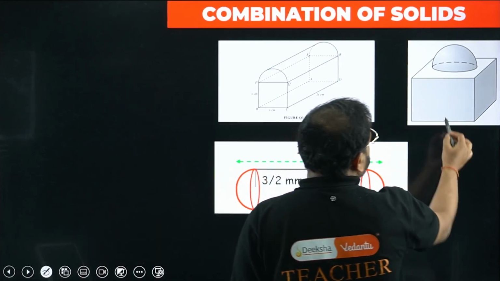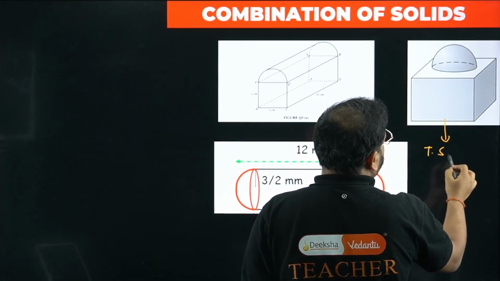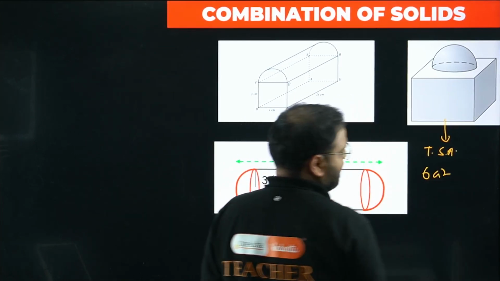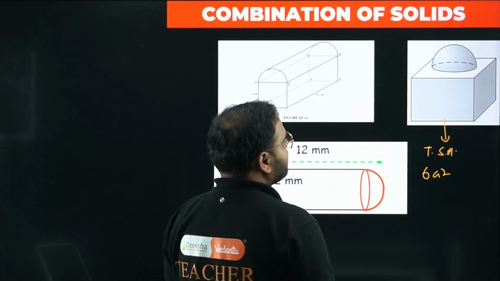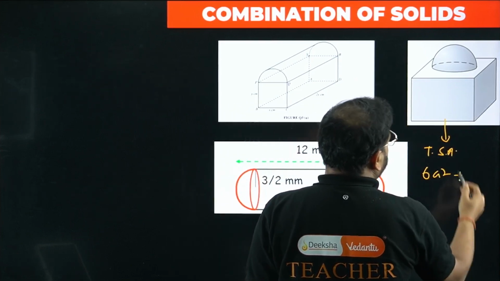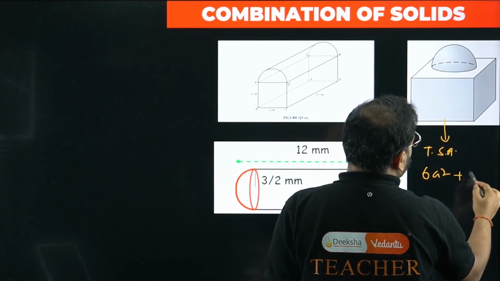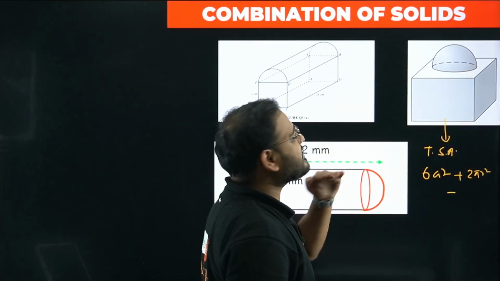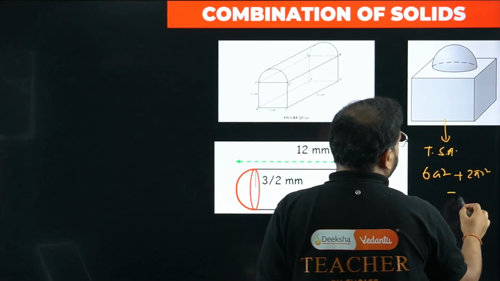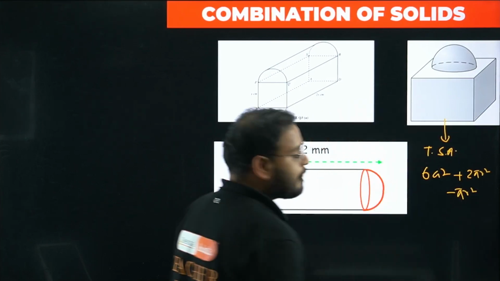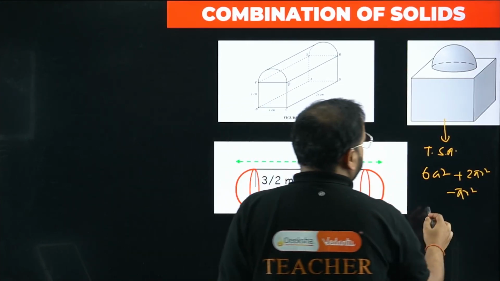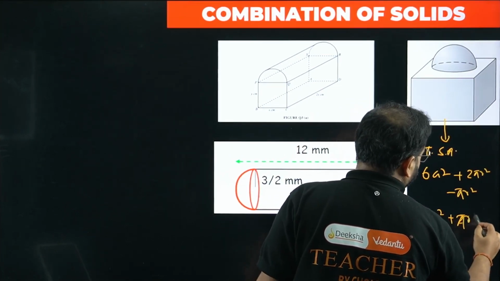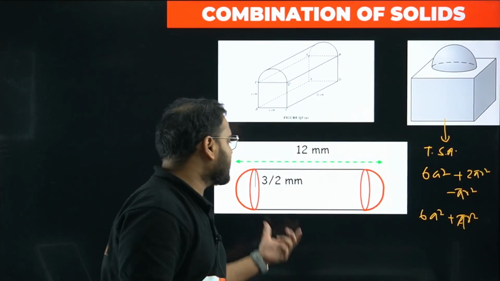So for this, if I'm writing the total surface area, TSA, what I'm going to do is 6a square, correct, the total surface area of the cube, plus the curved surface area of the hemisphere, how much is that, 2 pi r square, minus the flat base surface area of the hemisphere, how much is that, circular area, which is pi r square. So the answer, bacha, is 6a square plus, it will become simply, pi r square. Very important.